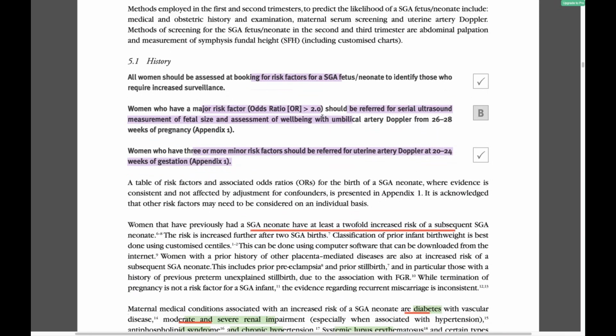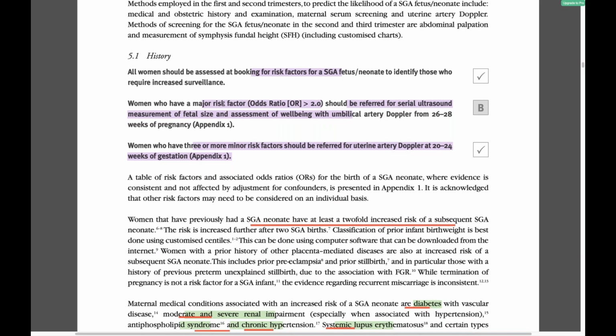Now, when we do booking visit, we take history. So there is a major risk factor and minor risk factor. So what is the major risk factor? If the odds ratio is more than 2. Yes. So if the odds ratio is more than 2, that would be a major risk factor.